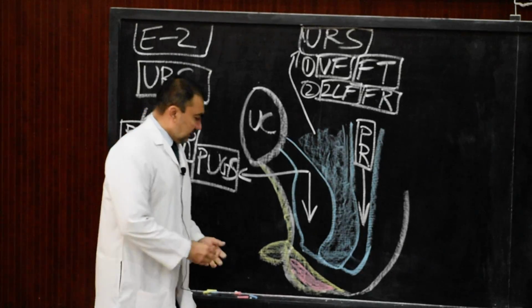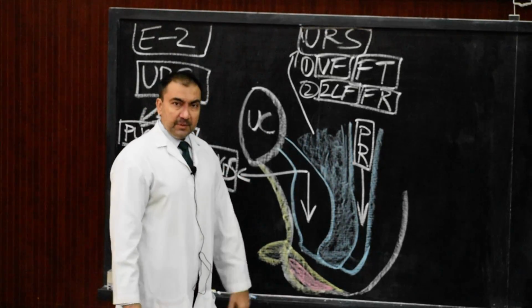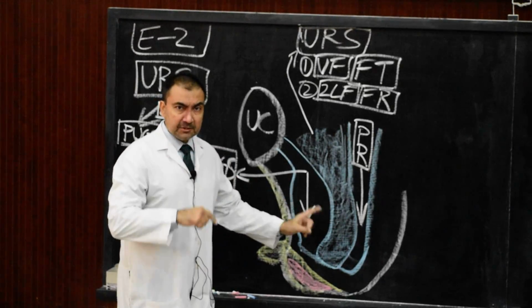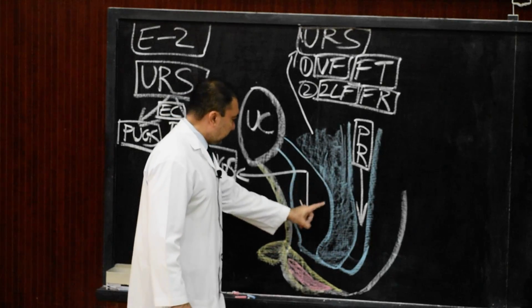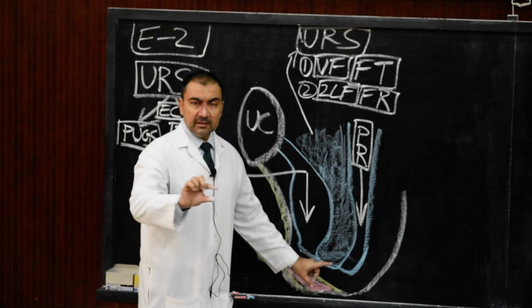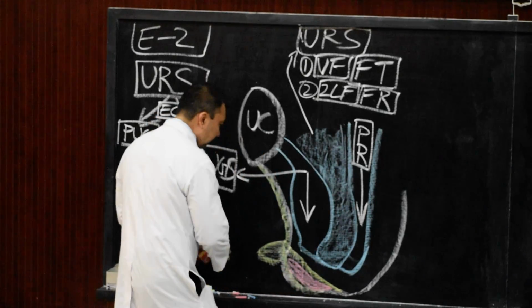Now what will happen? Now there will be a communication which is present. That communication we have to show in this diagram between the primitive urogenital sinus and the primitive rectum through a caudal running duct, and that duct we will show over here.